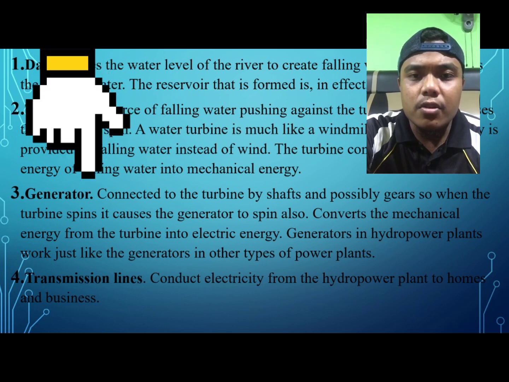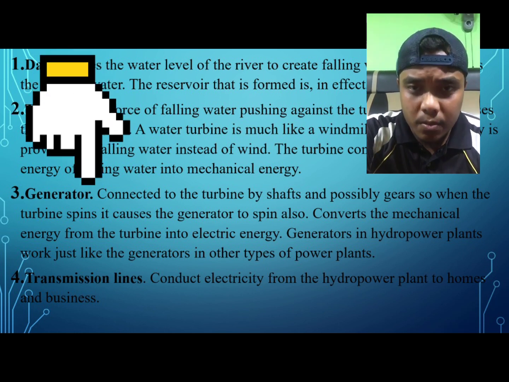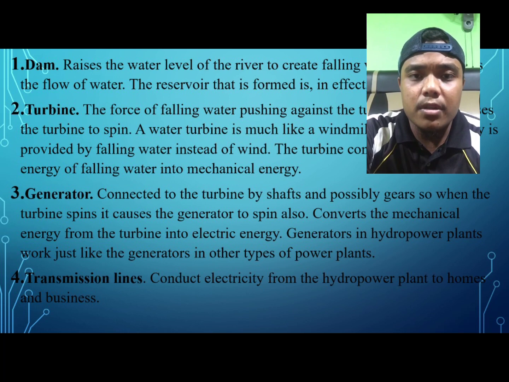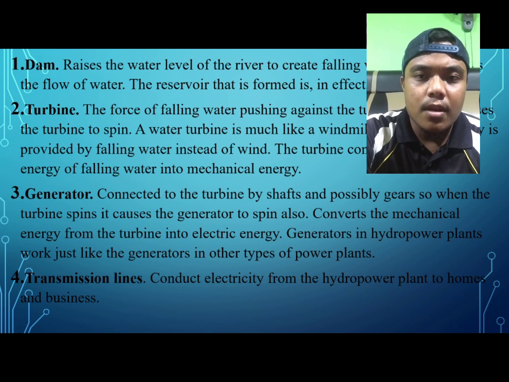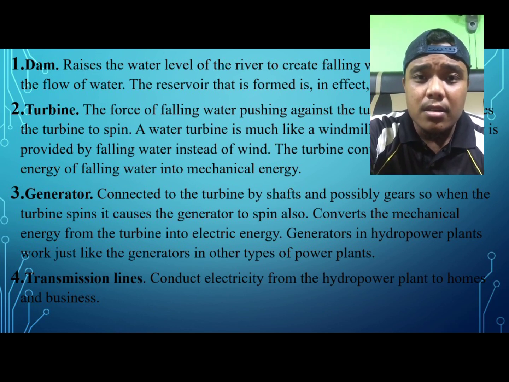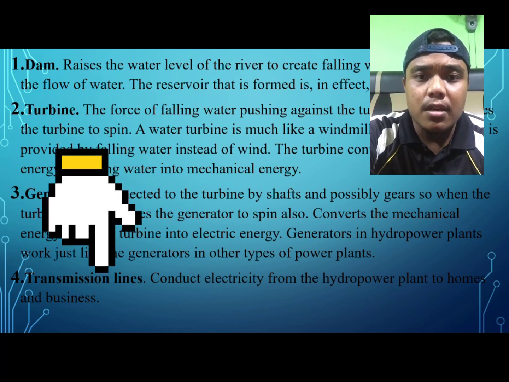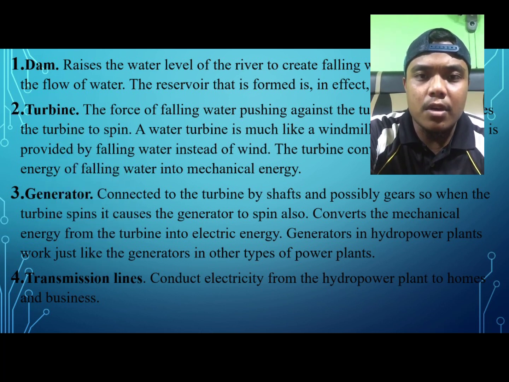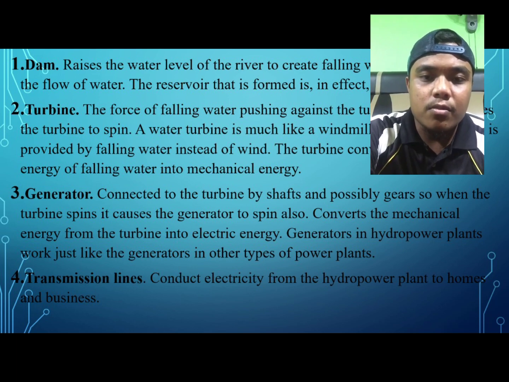The generator is also connected to the turbine by a shaft and possibly gears, so when the turbine spins, it causes the generator to spin also. Then it converts the mechanical energy from the turbine into electrical energy. Generators in a hydropower plant work just like the generators in other types of power plants. And the last, transmission line. It conducts electricity from the hydropower plant to homes.